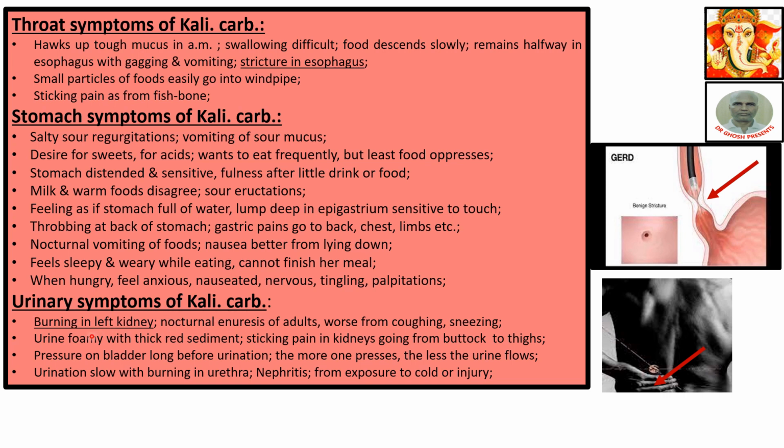Urinary symptoms: burning in left kidney, nocturnal enuresis of adults. Worse from coughing, sneezing. Urine foamy with thick red sediment. Sticking pain in kidneys going from buttock to thighs. Pressure on bladder long before urination. The more one presses, the less urine flows. A very interesting symptom. Urination slow with burning in urethra, nephritis, inflammation of kidney from exposure to cold or injury.